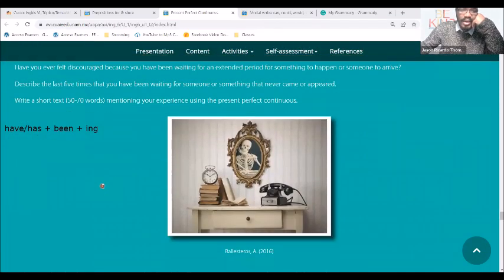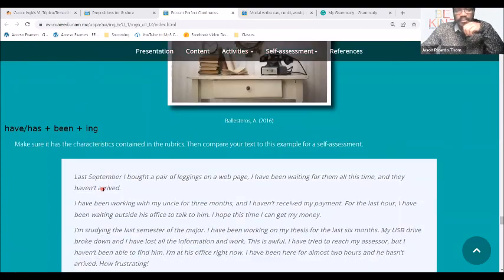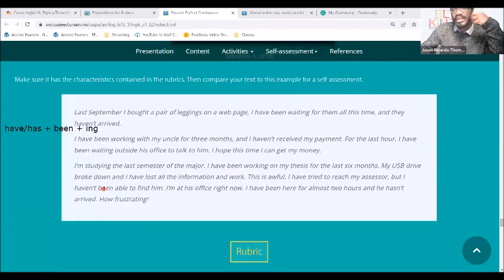And then you have to think, have you ever felt discouraged because you have been waiting for an extended period of time for something to happen or someone to arrive, and the person never arrives? How do you feel? Describe the last time that you have been waiting for someone or something that never came or appeared. 50 to 70 words mentioning that experience. The experience should read something like this. Fernanda, read for us.